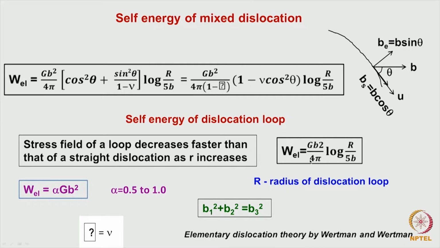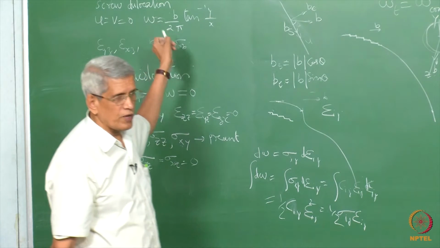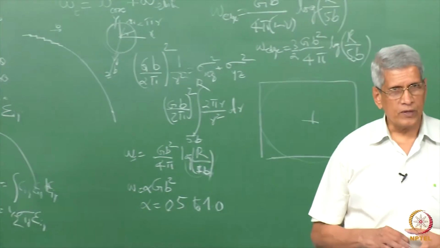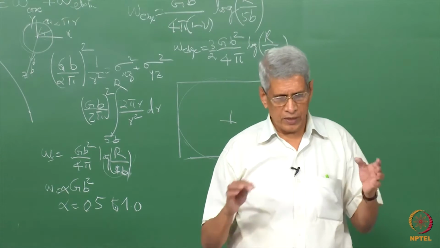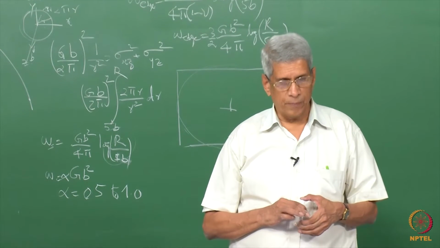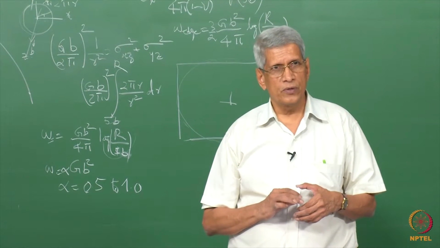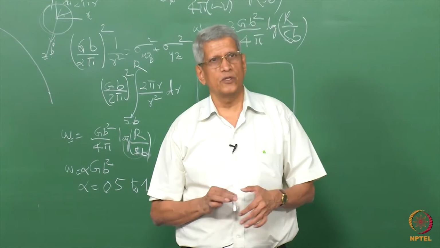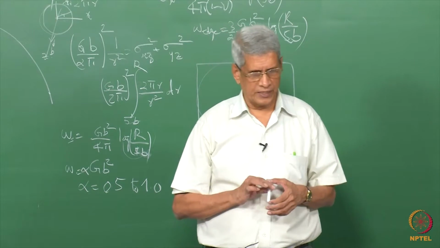If you try to look at what will be the self energy of a mixed dislocation, then since the displacement fields are different in these two cases, we can find out the components separately and add them together for the screw and the edge component. Then we get the expression corresponding to the self energy of a mixed dislocation.